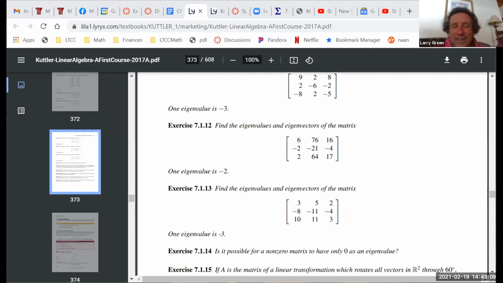And by the way, you don't need to call it lambda. You could call it X if you want. Lambda is just the standard letter to use. I think it has to do with the wavelength of light, and lambda is used for that. So I think the physicists got to it before the mathematicians. Otherwise, we call it X.